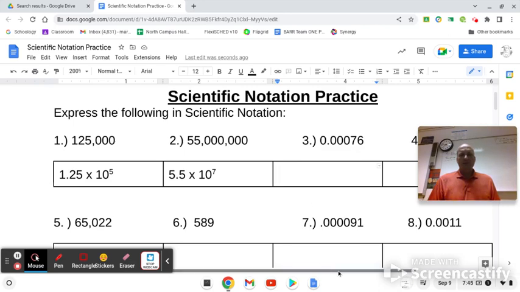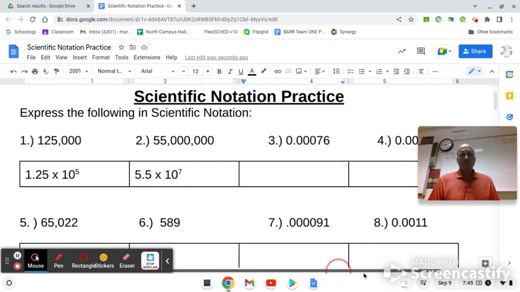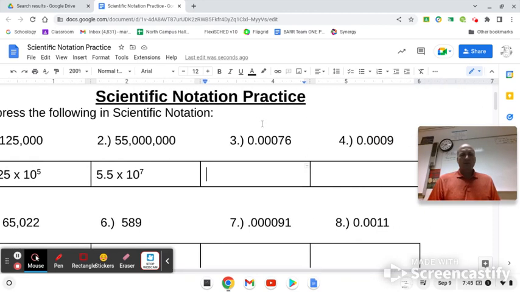All right, now the next couple, we got to go the other way. So you can see here, this number is less than 1. This is a small number. Now I have to move the decimal so my coefficient is between 1 and 10. So if I move it next to this 7, that'll make my coefficient between 1 and 10. But this time I'm moving the decimal to the right. That's going to give me a negative exponent. So I'll go 1, 2, 3, 4. I moved it 4 times.